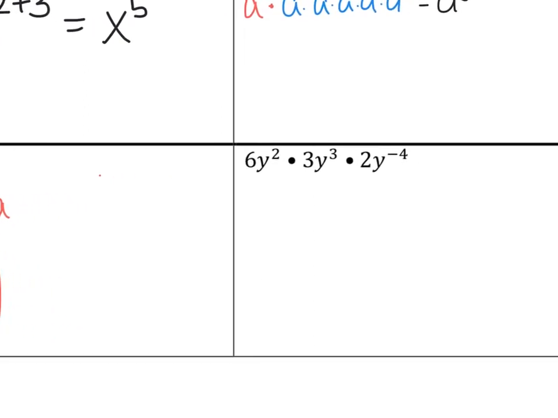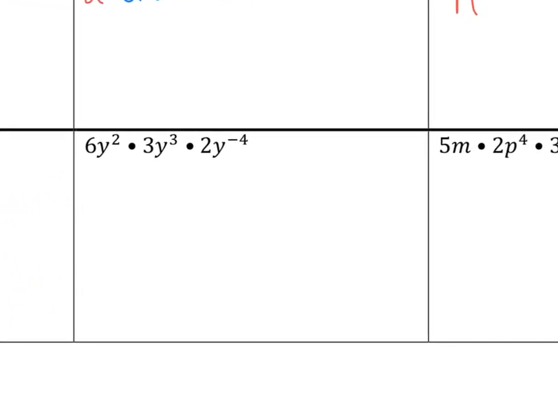Our next example kind of changes things up again, and again we're going to rearrange them. So this example, there's coefficients, there's integers, there's numbers around here. So this means 6 times y squared times 3 times y cubed times 2y to the negative 4. So we're going to rearrange them again. So I'm going to take all of my numbers, my 6, 3, and 2, I'm going to write them first. Then I'm going to take my like bases, they're all y's. So times y squared times y to the third times y to the negative 4.